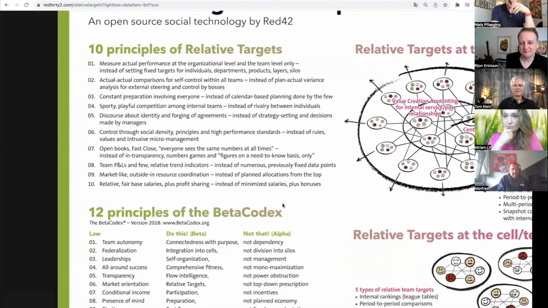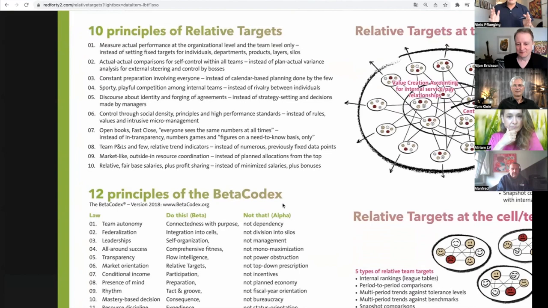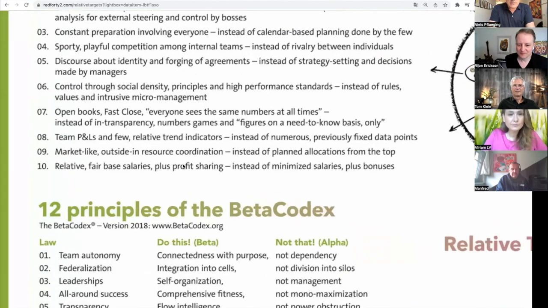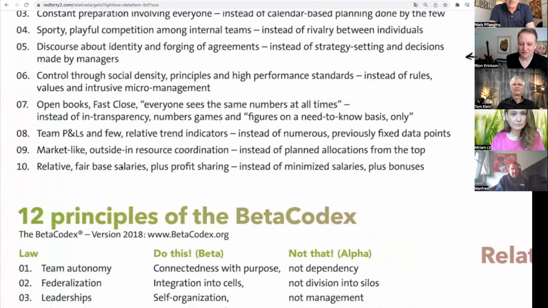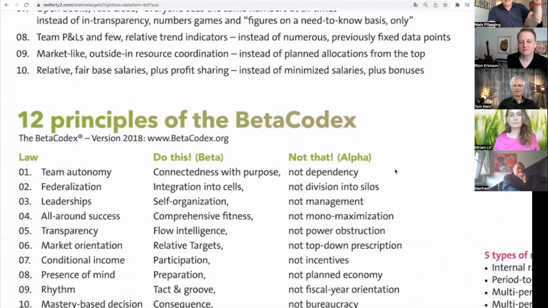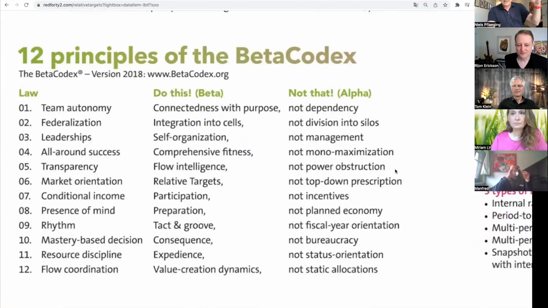Where in the principles can you find that? Just to check up what Ryan just said, it needs to be found in those principles somewhere, right? It's actually in the principles at the top and in the principles of the Beta Codex at the bottom. What do the principles at the top say about incentives? Oh, here there's something. Principle number 10, relative fair base salaries plus profit sharing instead of minimized salaries plus bonuses. So relative targets tells you, you shall not have incentives or bonuses. By the way, in which principle is that here? Number 7. Conditional income, that's what we call it in the Beta Codex. Participation is important, but not incentives.